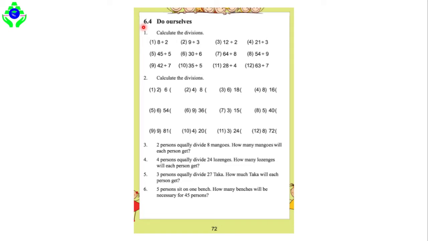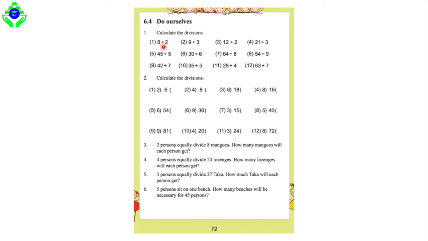At the top of this page, in question number 1, the question is to calculate the divisions. Here you can see almost 12 questions are mentioned. The first question is 8 divided by 2 is equal to what?